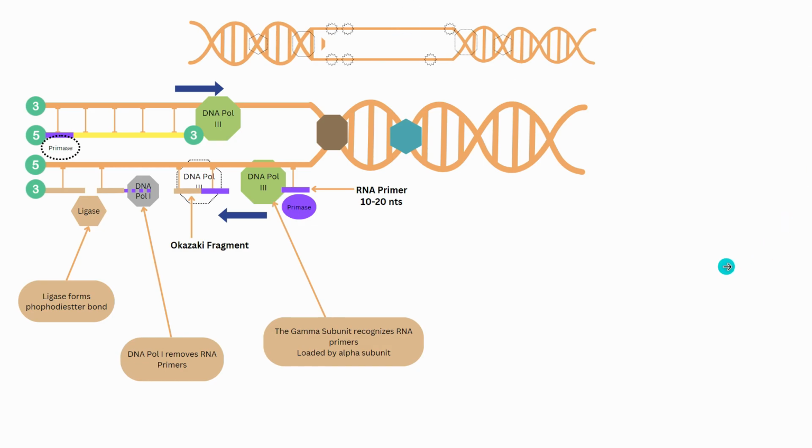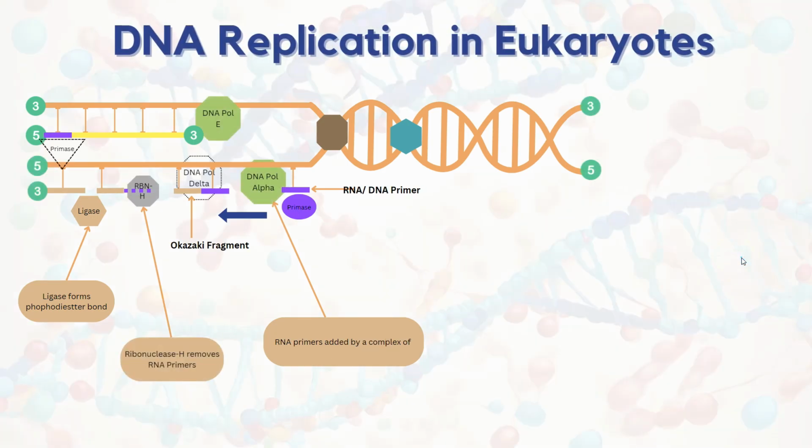Okay, this was the process of DNA replication in prokaryotes. In DNA replication in eukaryotes, a similar mechanism is followed, but the enzymes that are involved differ. Eukaryotic DNA replication requires two different DNA polymerase enzymes, namely DNA polymerase alpha and DNA polymerase delta. DNA polymerase delta synthesizes the DNA on the leading strand, whereas DNA polymerase alpha synthesizes the DNA on the lagging strand. Besides these enzymes, six more factors are involved.